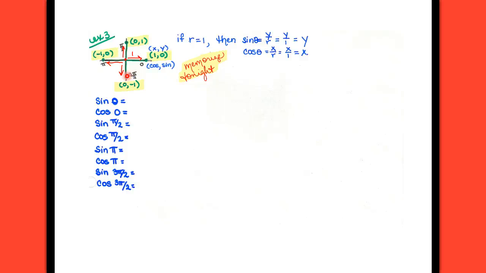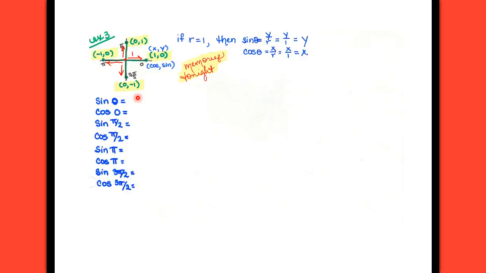Those 4 angles, 0, pi over 2 or 90, pi or 180, 3 pi over 2, 270, those are called the quadrantal angles or the quadrant angles. They get their name because they're not really in a quadrant. Like 90 degrees is not in the first quadrant or the second quadrant. It's just the dividing line between those two. So it's called a quadrant angle, or some books call them quadrantal angles.